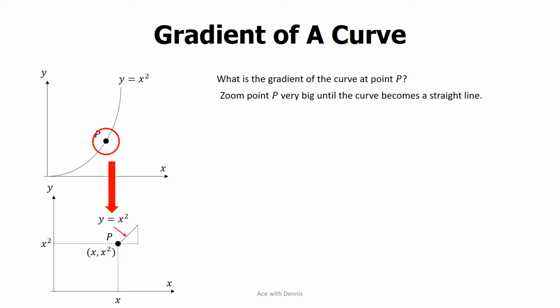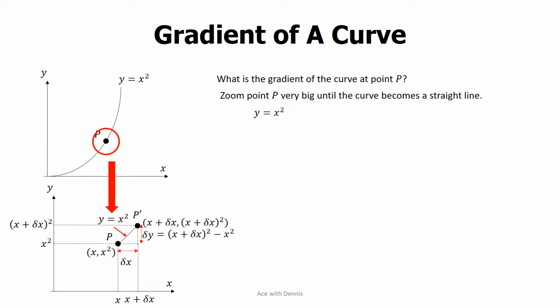Now we can draw a right angle triangle here, with this length as delta x, where delta x means a very small change of x. So this point will be x plus delta x, and this will be (x plus delta x) squared. So we have a point here. Let's label it as P prime. The coordinates of P prime will be (x plus delta x, (x plus delta x) squared), and this is delta y, which is (x plus delta x) squared minus x squared.